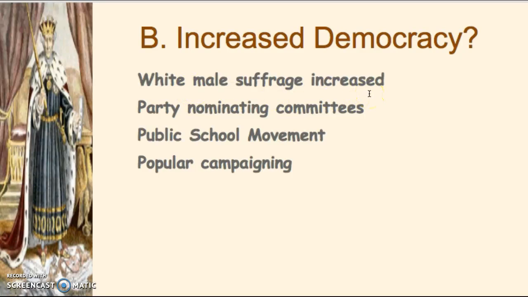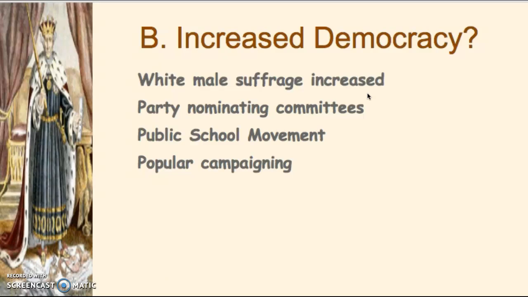What causes this is that the property requirement to vote is going to be lifted. Prior to this, in order to vote, you had to own property. If you did not own property, you would not be in the electorate of the United States voting for president or other offices. And then we're talking about increased democracy for white males.